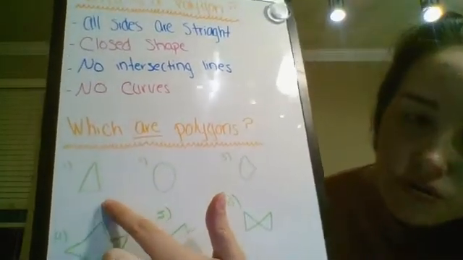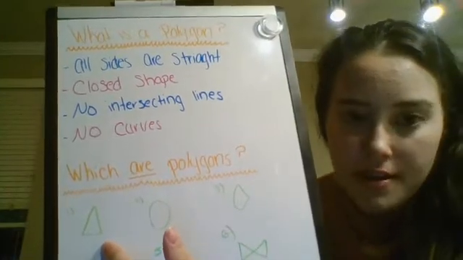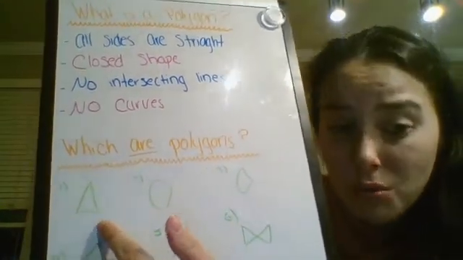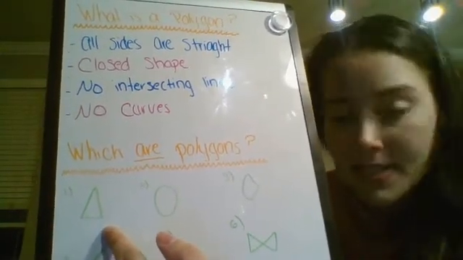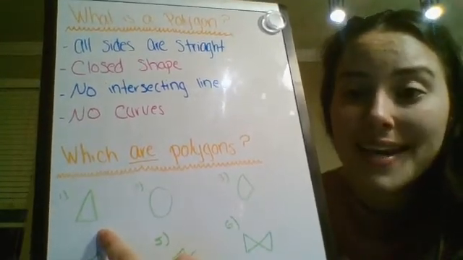This is a triangle. So all sides are straight. Absolutely, all sides of these are straight. This is closed. There's no openings. It's a closed shape. There are no intersecting lines and there are no curves. So number 1 is a polygon. So I'm going to circle that. Got my marker. Yep, number 1 is a polygon. We found our first polygon. All right.